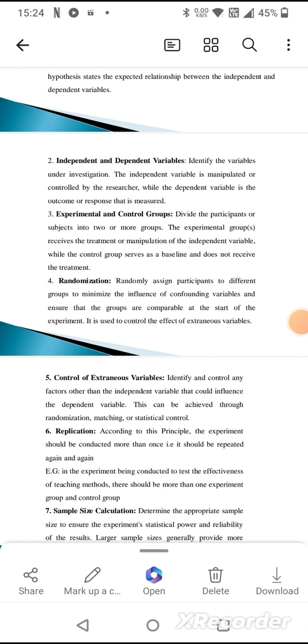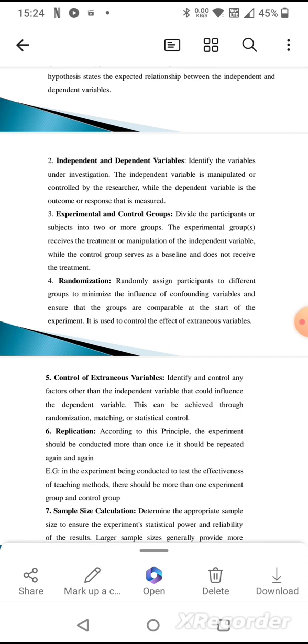And then replication. According to this principle, the experiment shall be conducted more than once, that is, it should be repeated again and again. So considering the example which we took last time, to test the effectiveness of teaching methods, there should be more than one experimental group and control group. Yes, we do have.